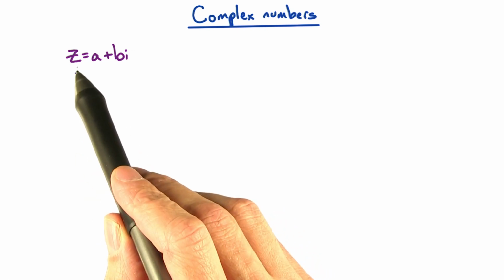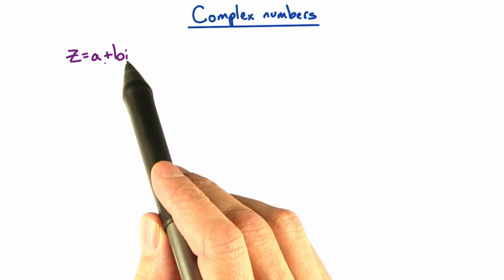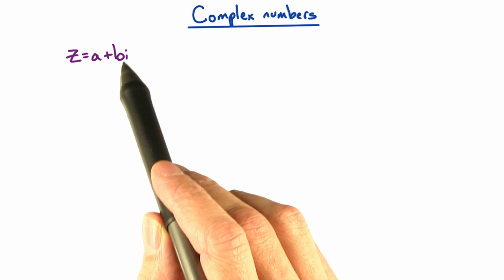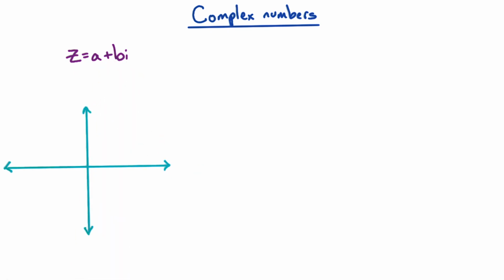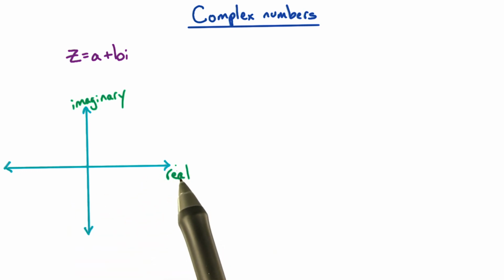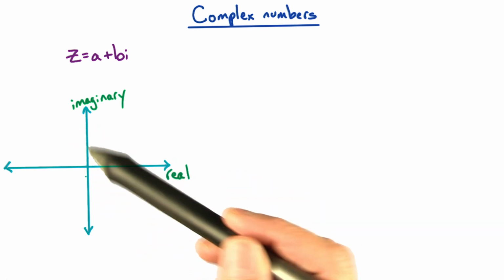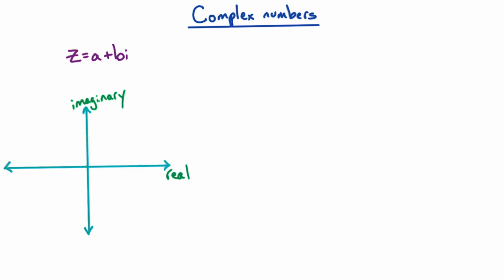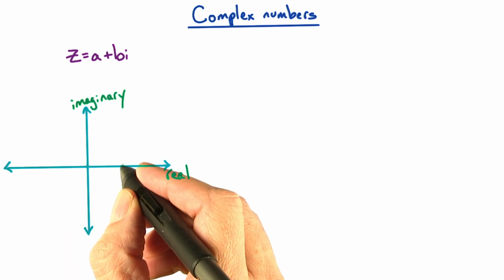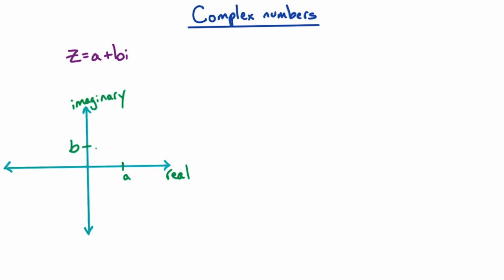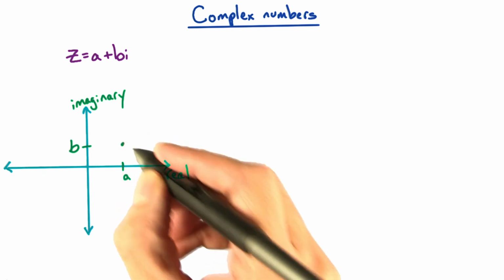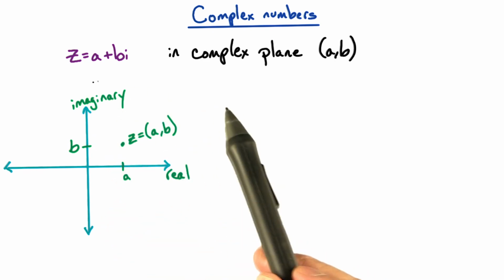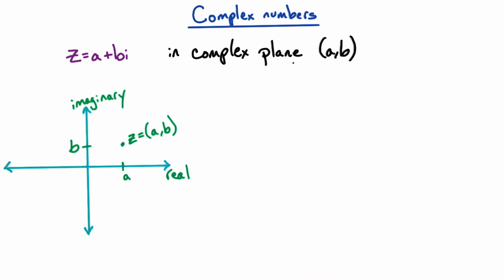We have a complex number z, which is a plus bi. A is the real part and b is the imaginary part. It's often convenient to look at complex numbers in the complex plane. In the complex plane, one of the axes corresponds to the real component, and one of the axes corresponds to the imaginary component. So for this number a plus bi, we look at a on the real axis, b on the imaginary axis, and we look at this point (a, b). This number z corresponds to the point (a, b) in the complex plane.